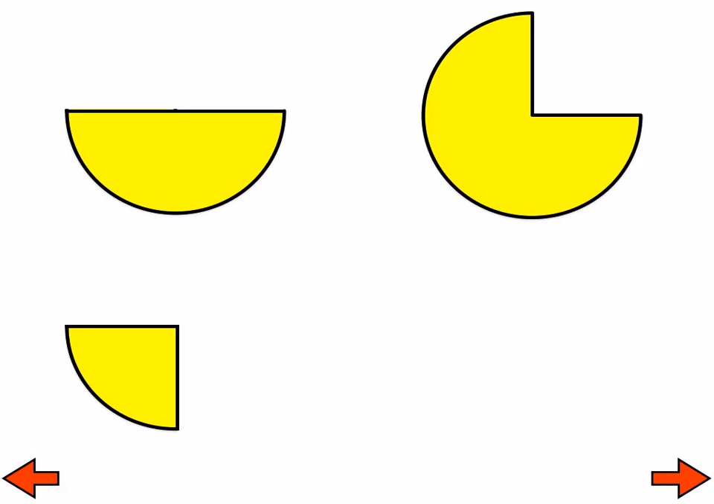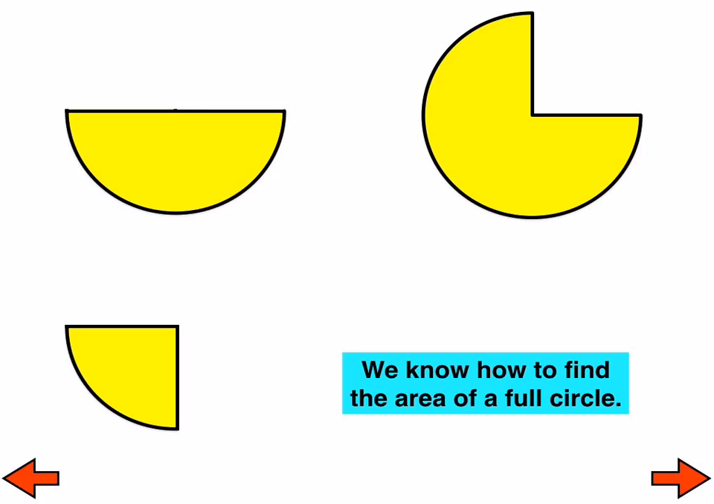So we have three shapes up here. With your shoulder partner, I would like you to talk about how you might find the area of each of those shapes. Now, we know how to find the area of a full circle, but how might you go about trying to find the area of each of those shapes? I'll give you about a minute. Go ahead.